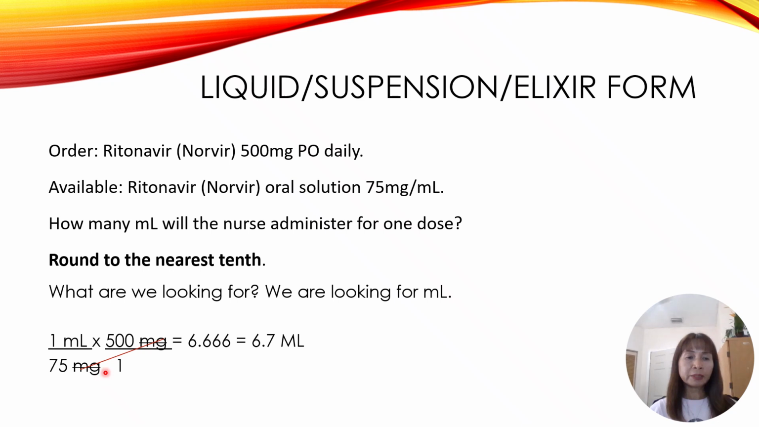So now we're going to cancel this milligram. To do that, we are going to put what the doctor ordered, which is 500 milligrams, over 1 because this is just one order. Cancel milligrams. Now we have ml left. Now we are going to divide 500 divided by 75. That will give us 6.6666. The rounding direction says round to the nearest tenth. Since this is 0.66, I'm going to add one to the 6 over here. So now it will be 6.7 ml. This is how much we're going to give to the patient.